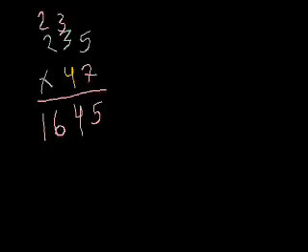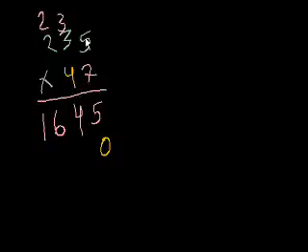Now we have to deal with this 4. Well, since that 4 is in the tens place, we add a 0 here. You could almost view it as we're multiplying 235 not by 4, but we're multiplying it by 40. And that's why we put that 0 there. But once you put the 0 there, you can treat it just like a 4.